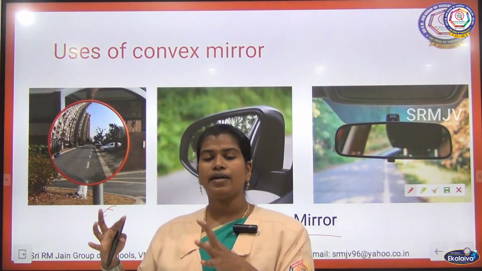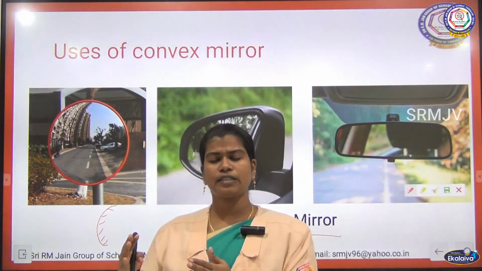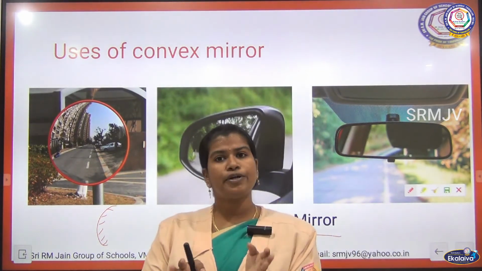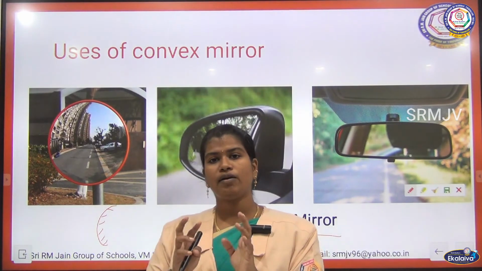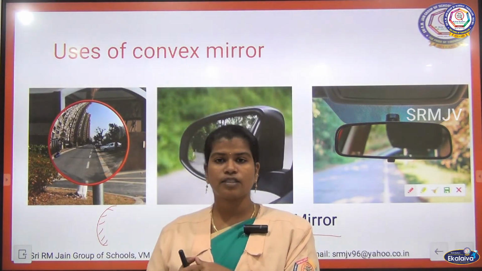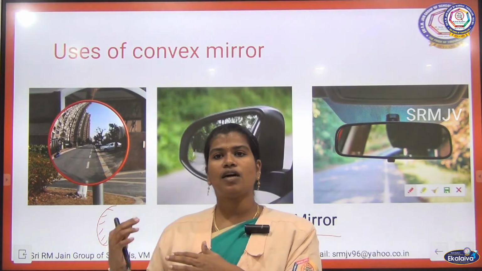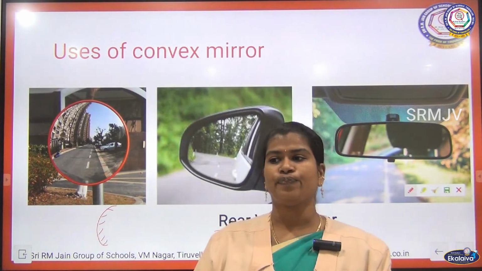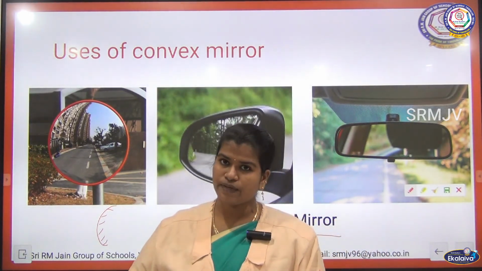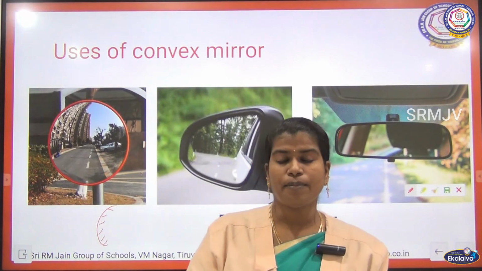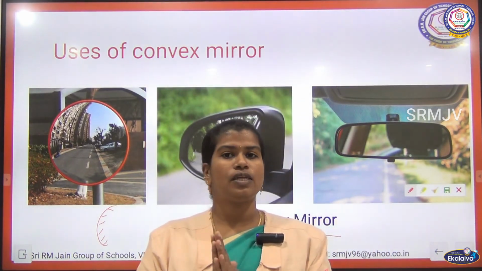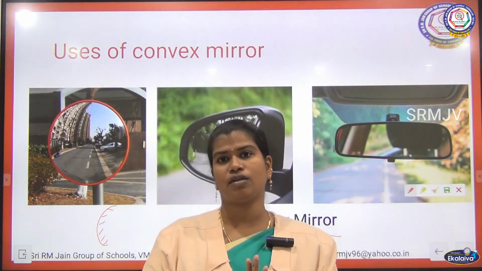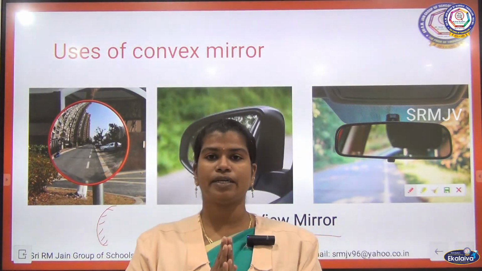It also produces a virtual, erect and diminished image, and this convex mirror is far better than the plane mirror, because the plane mirror also produces virtual and erect images, but the convex mirror as a rear view mirror is so convenient because it covers a wide range, which is not possible in case of a plane mirror. So that's all about this video. Today we have discussed the image formed by the concave mirror as well as the convex mirror, and also the uses of the concave mirror and convex mirror. See you all with a new topic in the next lesson.